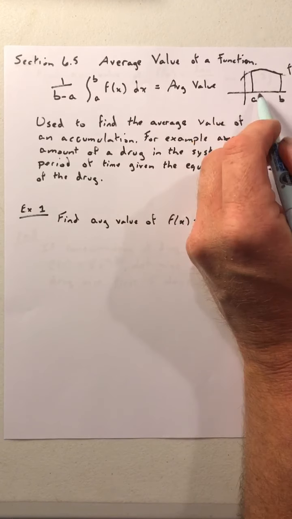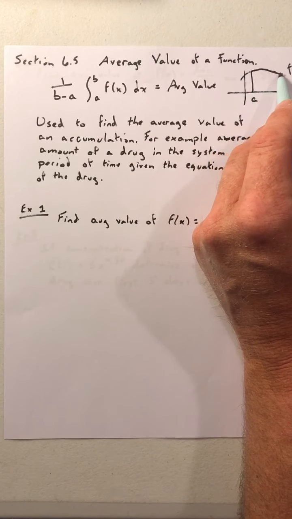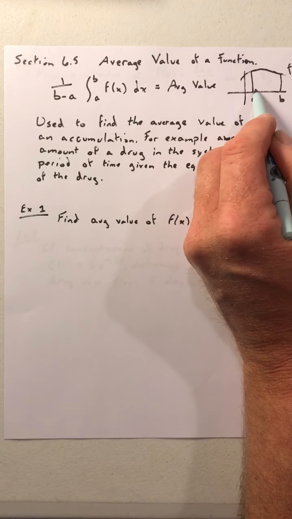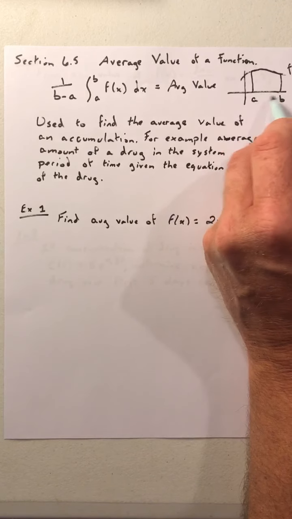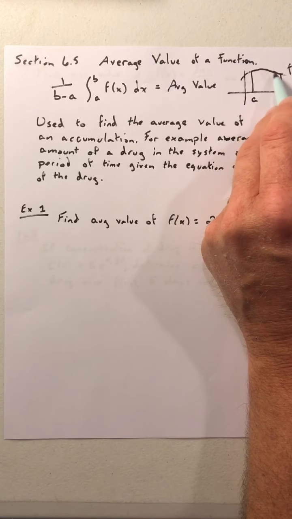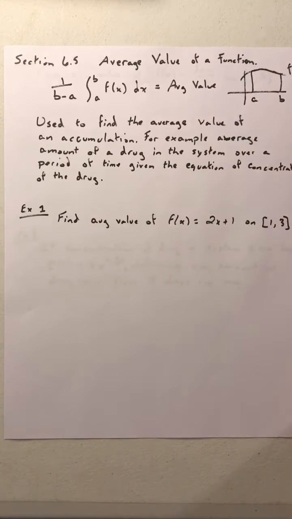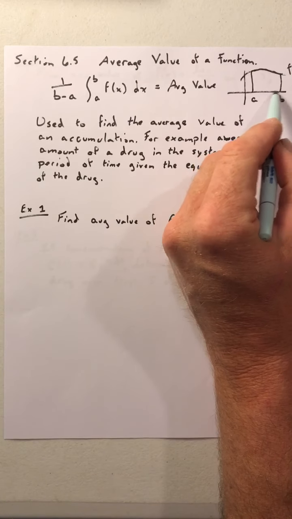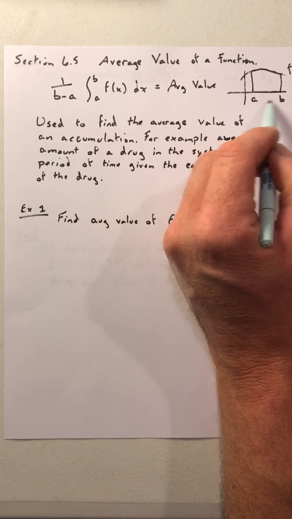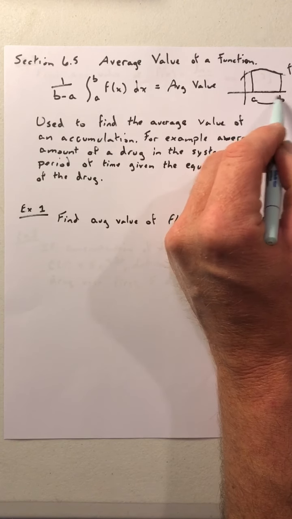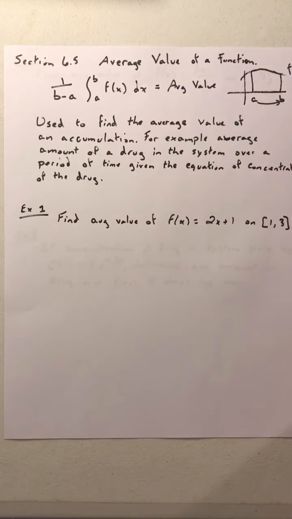Well, what does that mean? Well, we're going to find how much is in this region. And to figure out how much is in this region, we integrate. We integrate from A to B of that function. Well, then how do I find the average? Well, I'm going to divide by how many things are in that region. And how do I figure out how much distance is in that region? I go from A to B, or B minus A. And that tells me the average value.